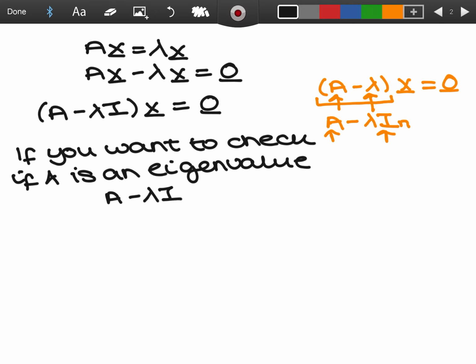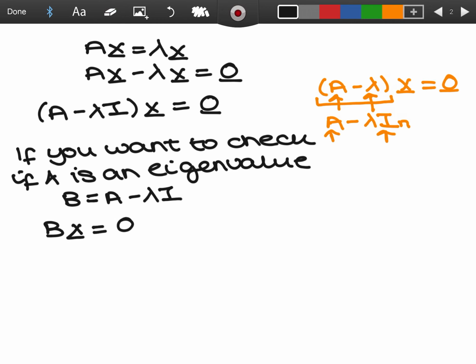So if they say, here is a matrix A, check whether, let's say, lambda equal to 3 is an eigenvalue, all you're going to do is the matrix A minus lambda times I, or 3 times I in that case, and you will get a matrix back. What it will effectively do is subtract that eigenvalue off of each element in the diagonal of A, as you'll see in an example in a second. So we're going to call that matrix B.